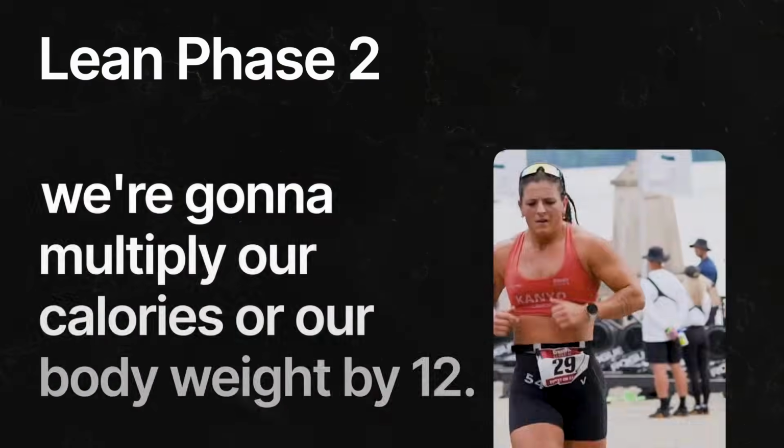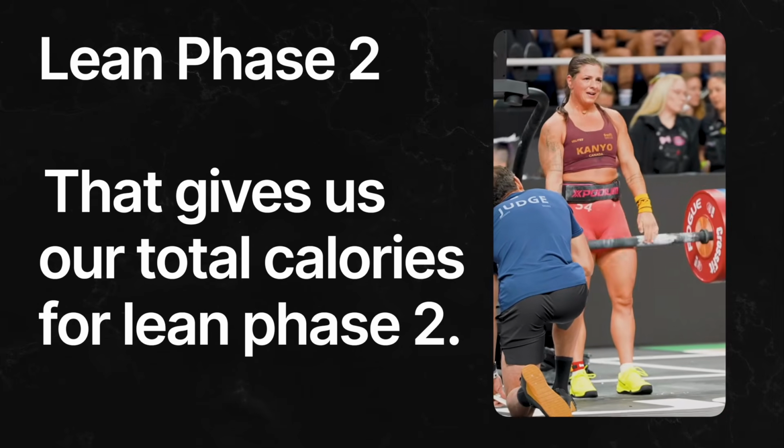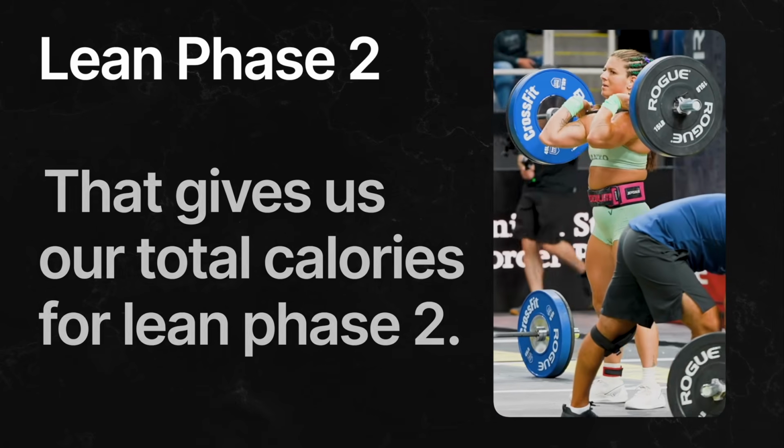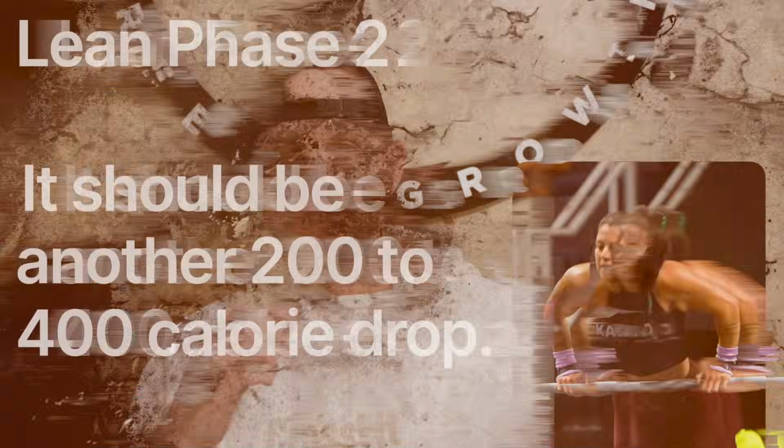Now, when we go to lean phase 2, we're gonna multiply our body weight by 12. That gives us our total calories for lean phase 2, okay? It should be another 200 to 400 calorie drop. This 200 to 400 calorie drop gives our body a reason to change, lose the fat that we want so that we can look the way that we want. So that's going to be lean phase 2.